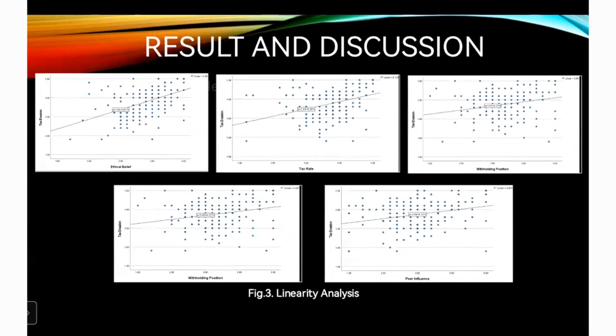The next is the linearity test. Among all 5 linearity plots, we can see that all of them have a linear relationship, where plotting the values of the X and Y variables shows linearity. It proves that there is linearity among the data.